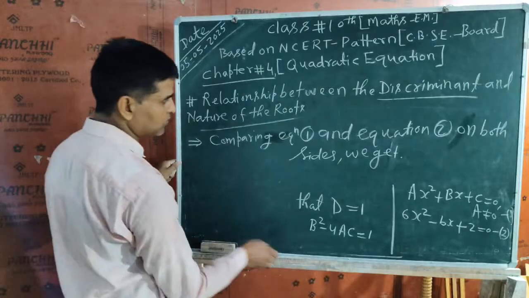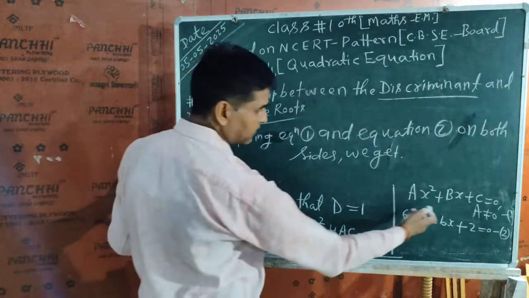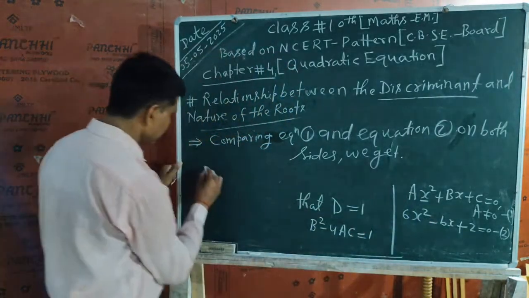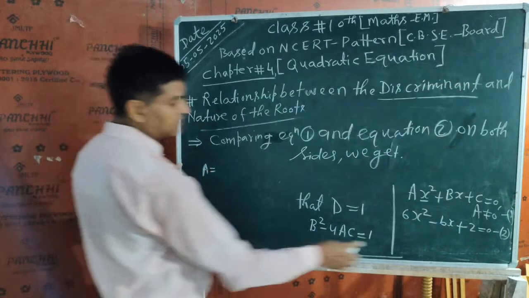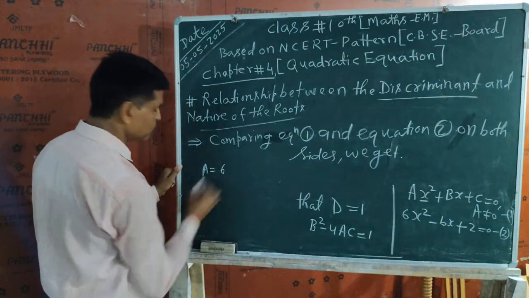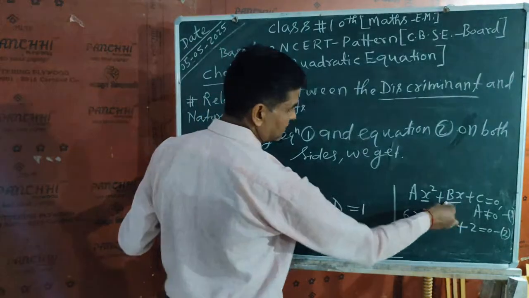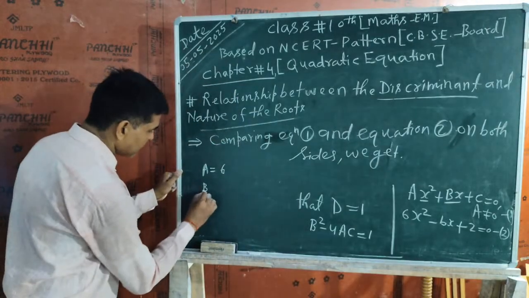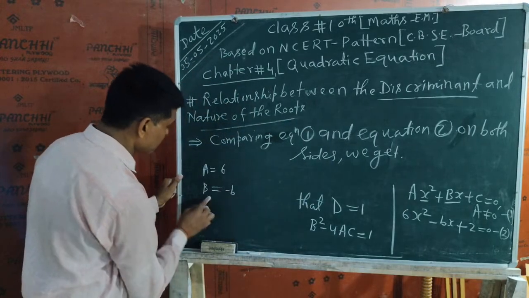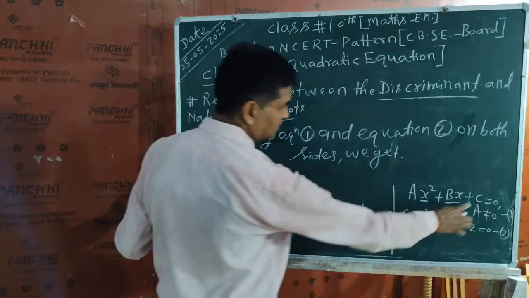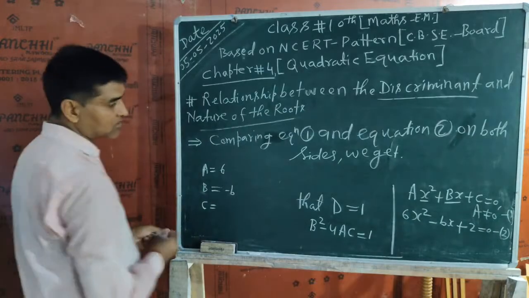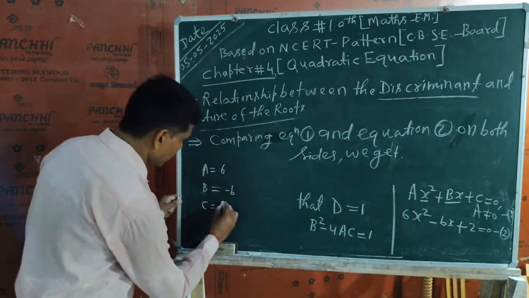Here I am going to substitute this value. Now in equation 1 and in equation 2, in equation 1 the coefficient of x square is capital A, and in equation number 2 the coefficient of x square is 6, so I will write A equal to 6. And in the first equation the coefficient of x is capital B, and in the second equation the coefficient of x is small b. So here I have to write B equals minus small b. Okay student, now the constant term in equation number 1 is capital C, but in equation number 2 the constant term is 2, so I have to write C equals 2.